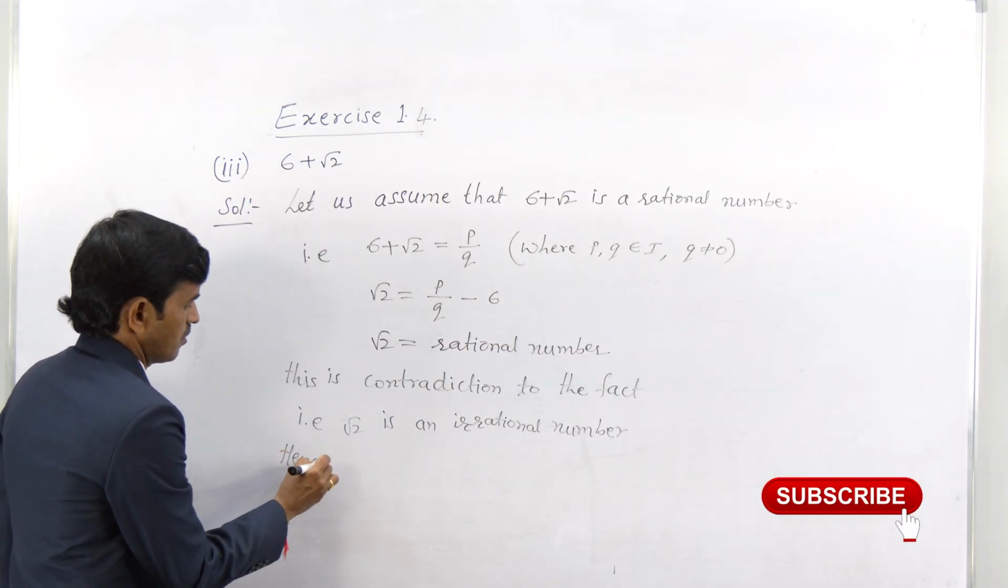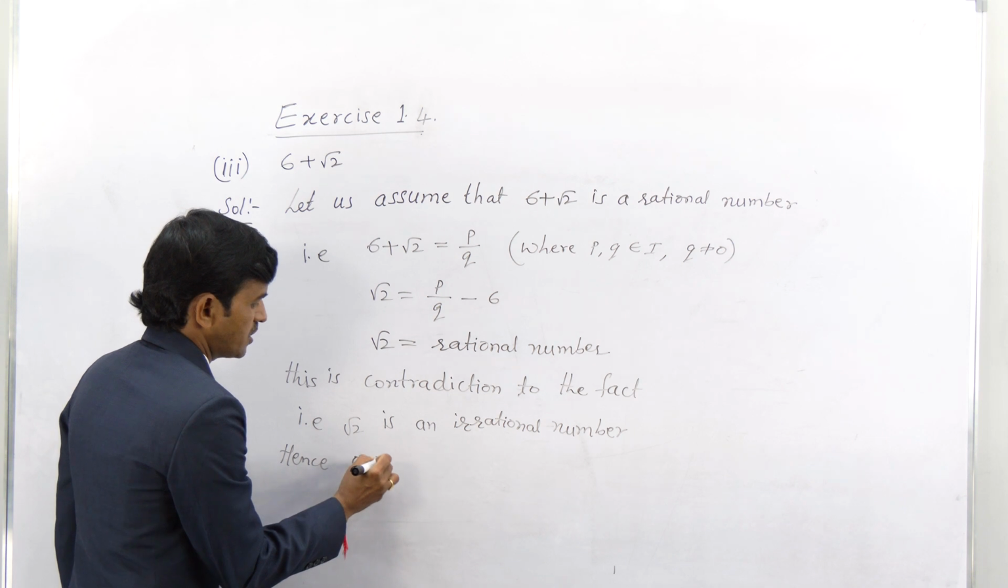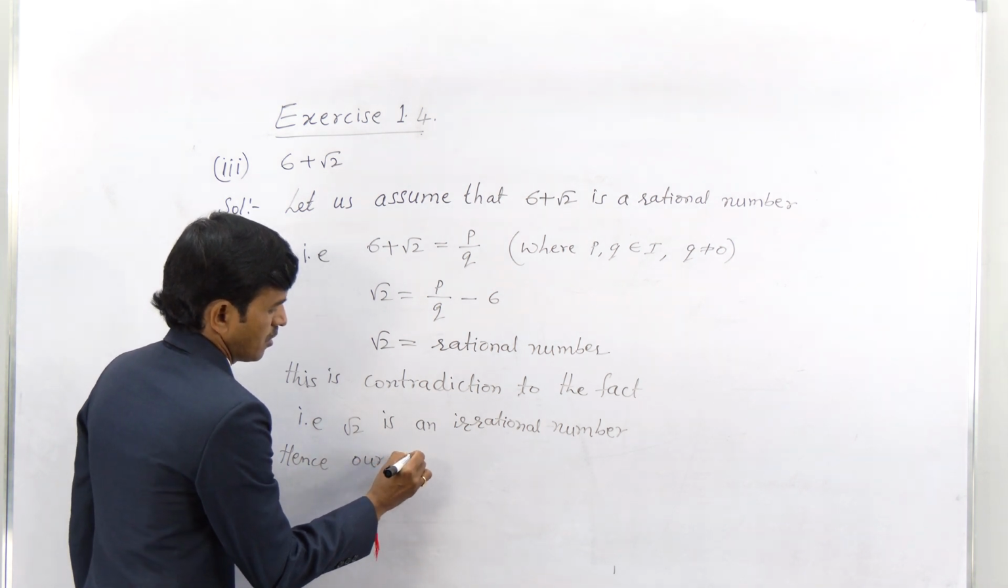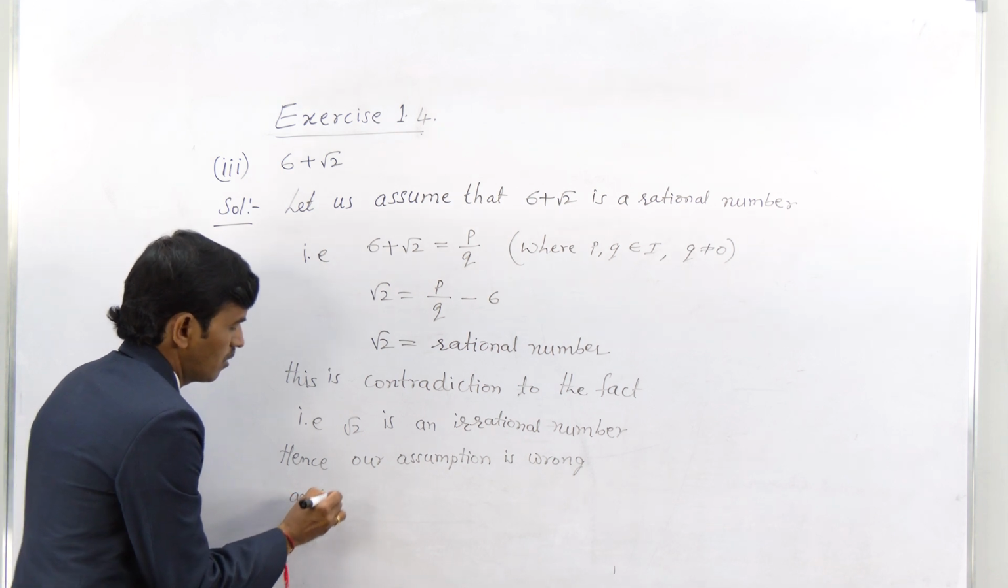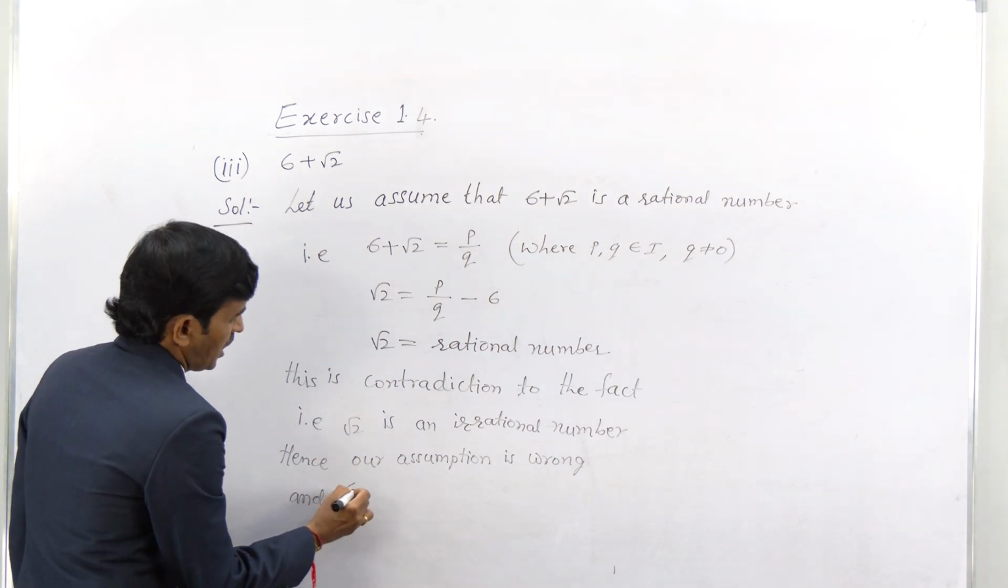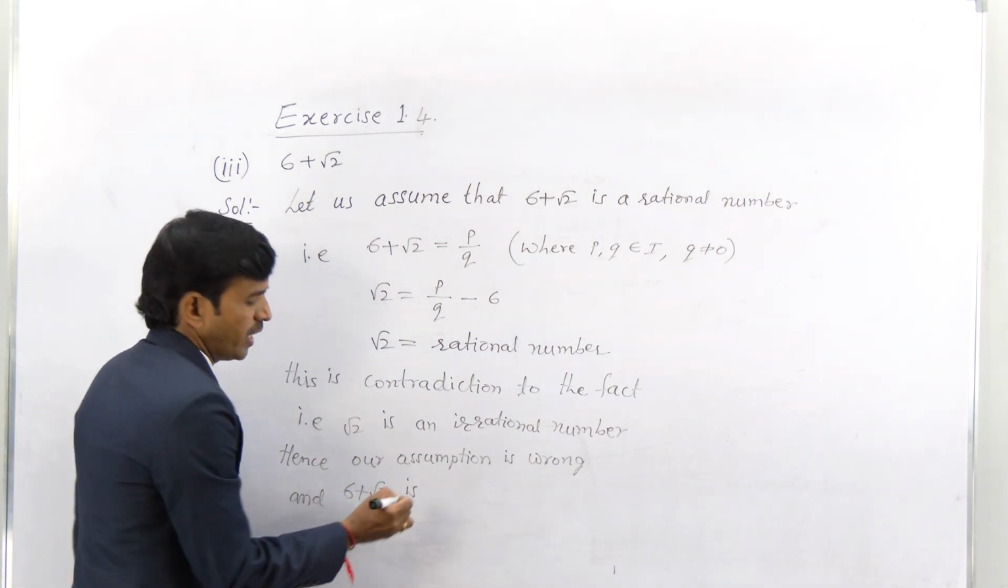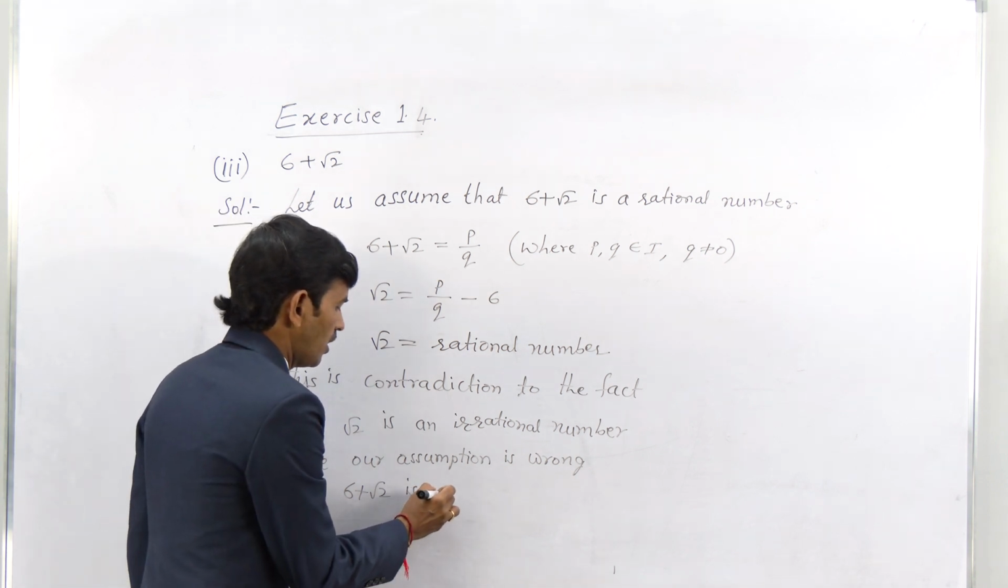Hence, our assumption is wrong, and 6 plus root 2 is an irrational number.